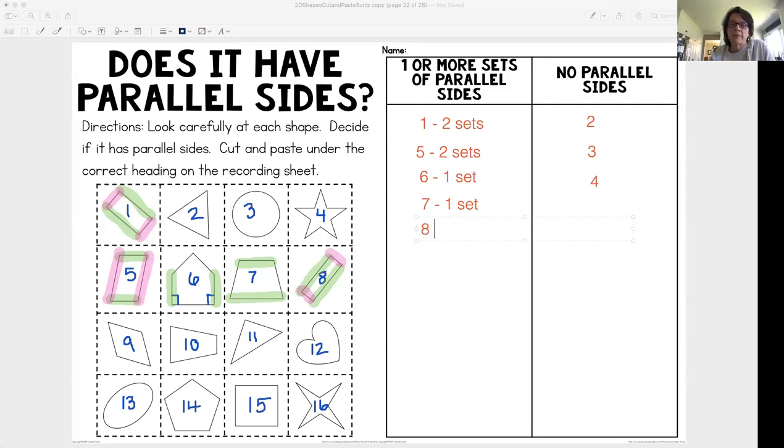So we're going to write shape 8 in this column, and we will say it has 2 sets of parallel sides. Okay, let's go on to shape 9. I'm going to let you work on that one too before I identify the parallel sides.